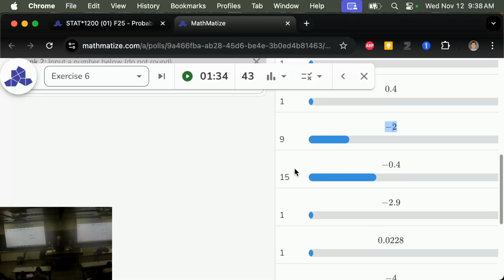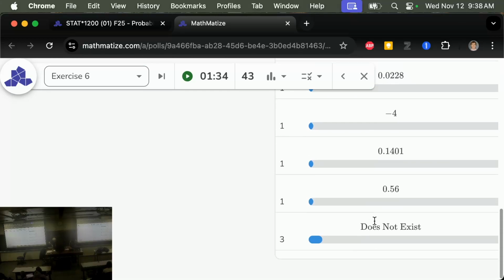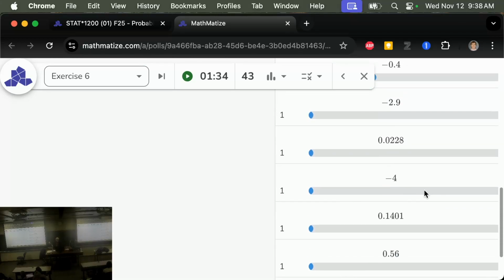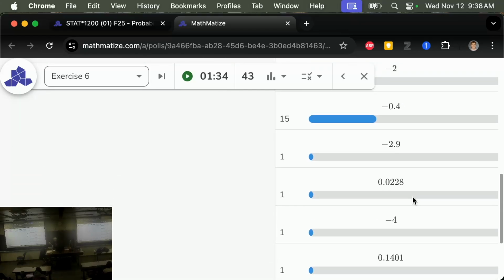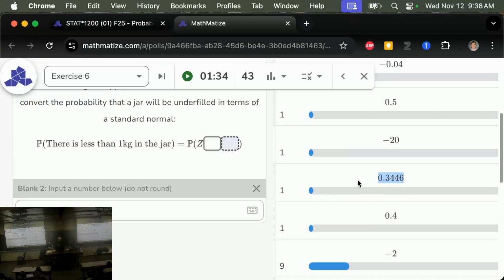One is not right. Does not exist is a good answer if you're totally confused, but only 3 people are like that. I guess everyone's all spread out over all these weird things. Oh, maybe some people put in the probability. Like maybe some of these numbers are probabilities.